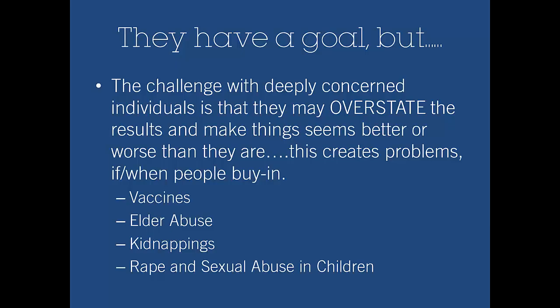All of these advocacy organizations today have a goal, but the problem with advocacy organizations and sometimes advocacy individuals is that when you have deeply concerned or passionate individuals about a cause, this may cause an overstatement of the results of the empirical evidence, making things seem better or worse than they actually are. This creates a problem, particularly if you have a hot button issue or a polarizing issue where people buy in.